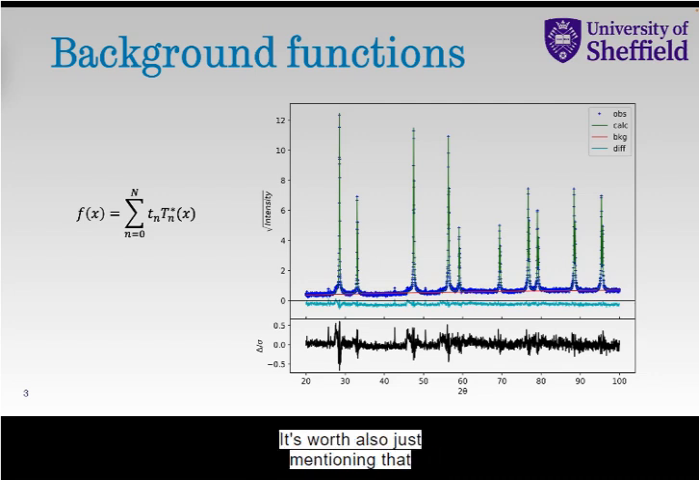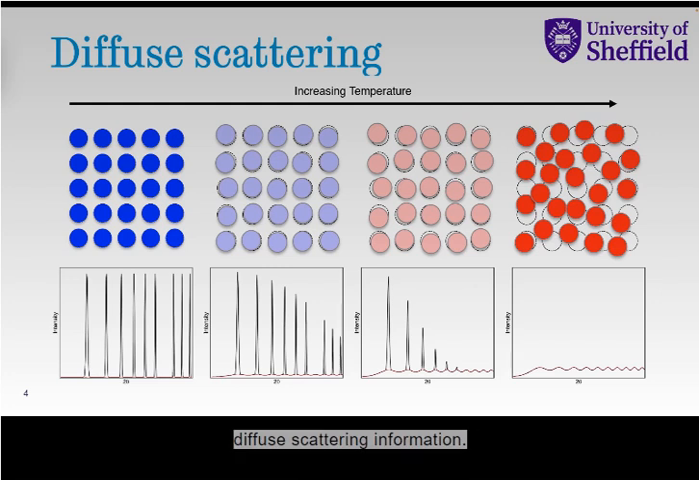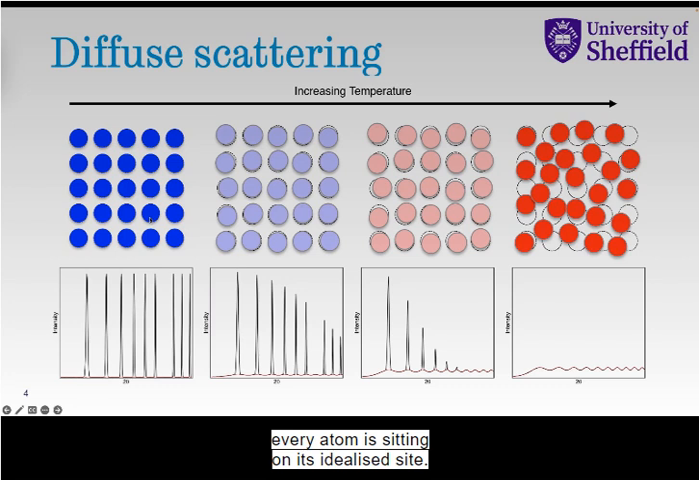It's worth also mentioning that the background can contain useful information within itself, for example, diffuse scattering information. If we think about a crystal at 0 degrees Kelvin, measured with a neutron source, every atom is sitting on its idealized site, and what we'd expect to see in the diffraction pattern are a series of very sharp peaks. As we increase the temperature and those atoms begin to oscillate and move off their idealized sites, we see a decay in the Bragg peaks, which is the Debye-Waller factor decay that we would expect to see. But as we go further and further, this decay increases until we remove our Bragg peaks entirely. And all we end up with is this diffuse signal, this sort of wibbly-wobbly background function that we see here.